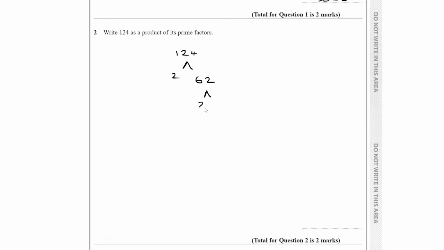Yes, halve it again. 31, then I check what other prime numbers I can use because this is no longer even. 31 itself is prime, so that is just the answer. I can't go any further, so my actual answer is 2 times 2 times 31. Those are the prime factors that make up 124.